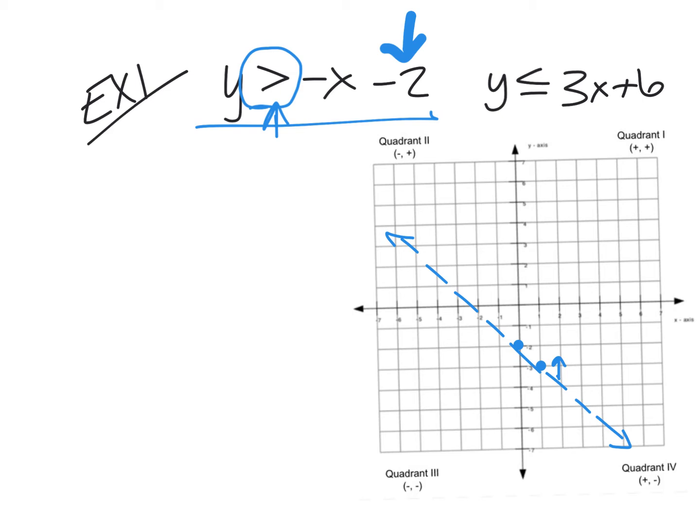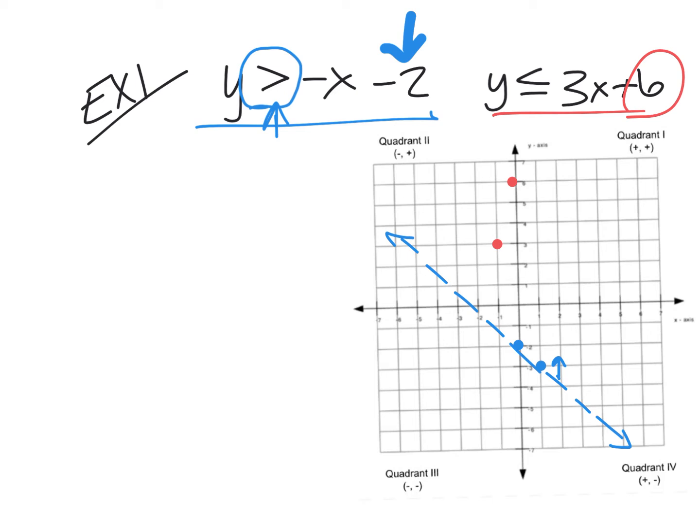So now let's do the second one. Thankfully, it's already in slope-intercept form. So what's my y-intercept? 6. So I'm going to go up to 6 and put a dot. And then what's my slope? 3x. So you'd go up 3 over 1. I run out of room, so I'm actually going to go down 3, back 1. 1, 2, 3. Basically, I'm doing the reverse of it.